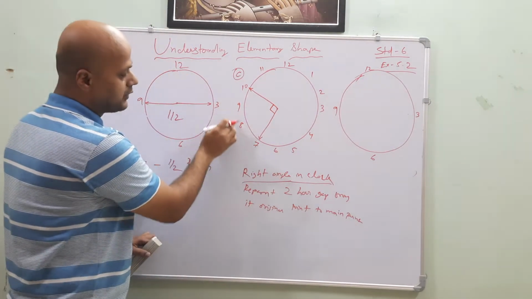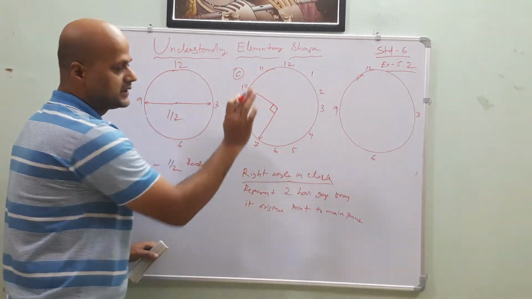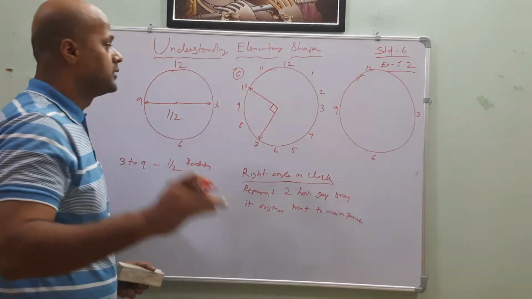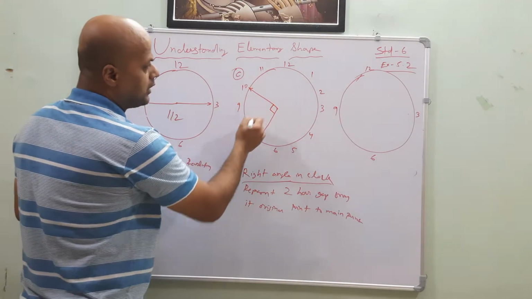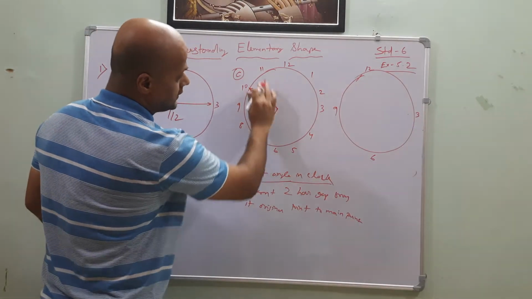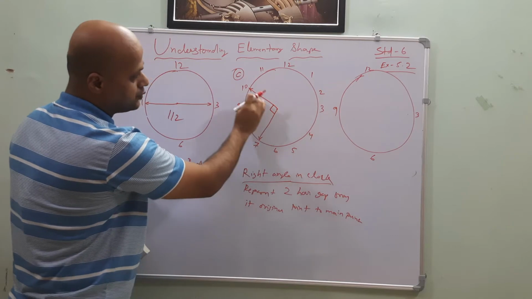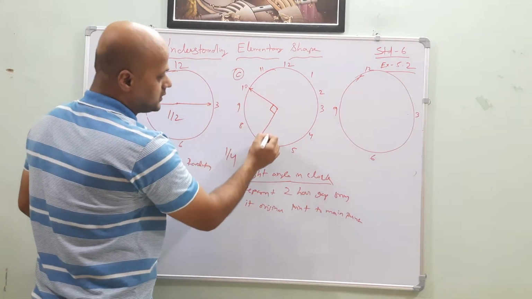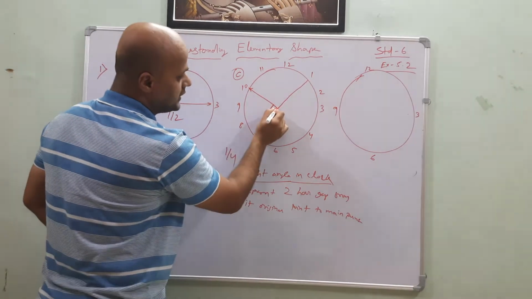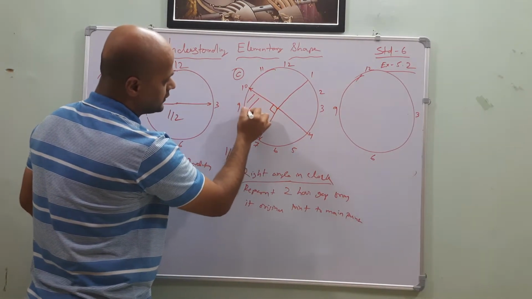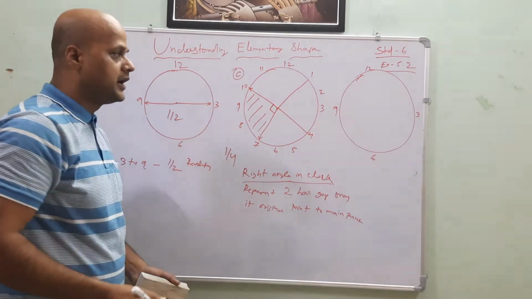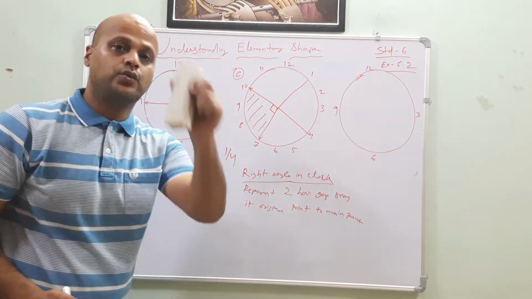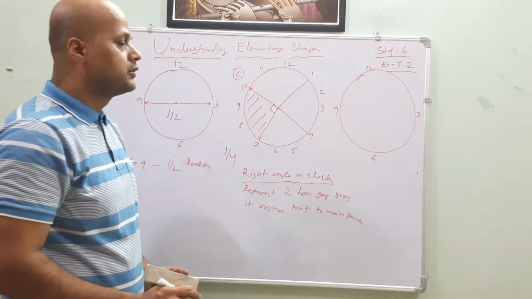A 2 hours gap means it comes as 90 degrees. It is asking what fraction of the part. The circle has 4 parts, and 1 part is shown, so I will say it is 1/4 part. Draw 7 to 1, opposite 4 to here. It is asking for this part. The circle is divided into 4 parts, out of which 1 part is shown. So it is 1/4 part.